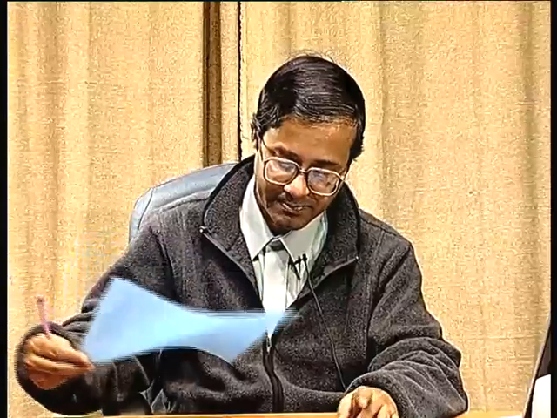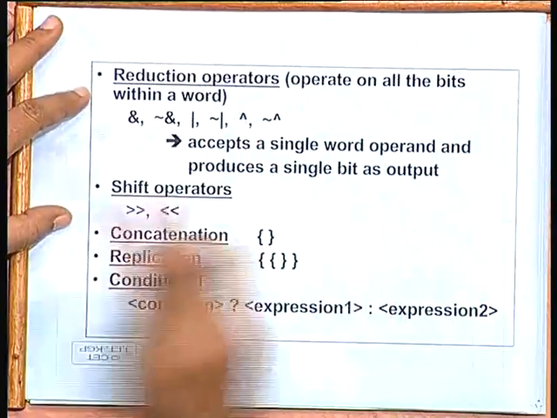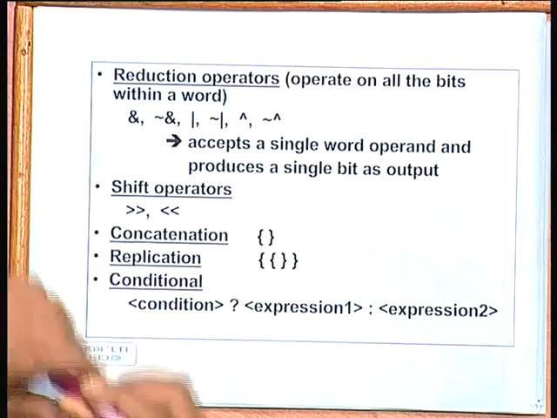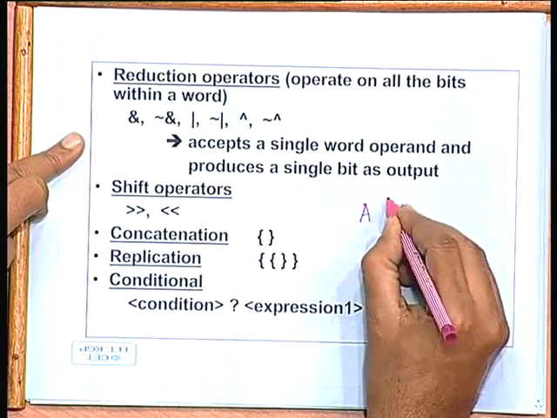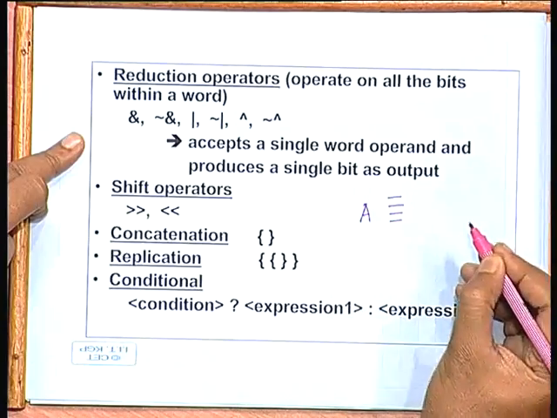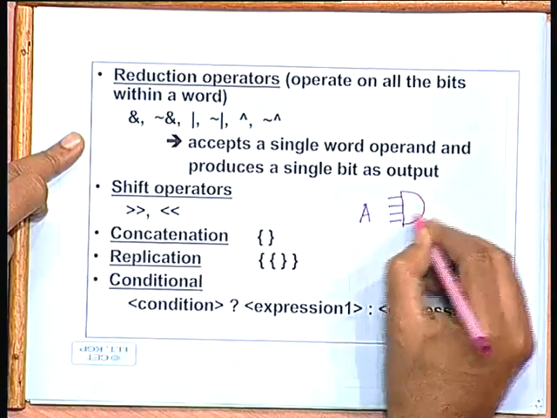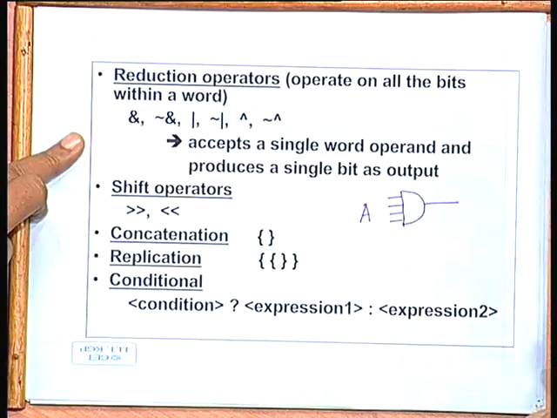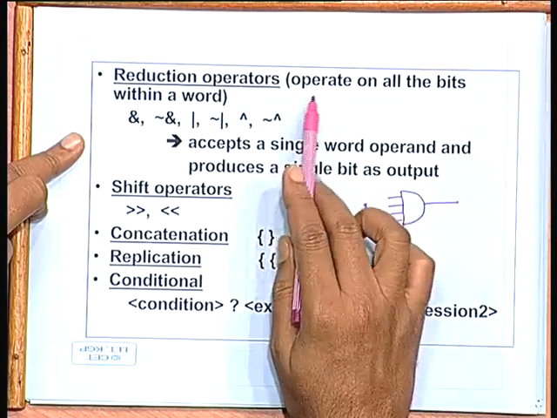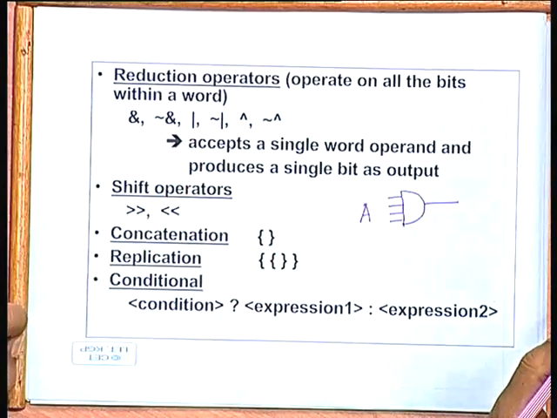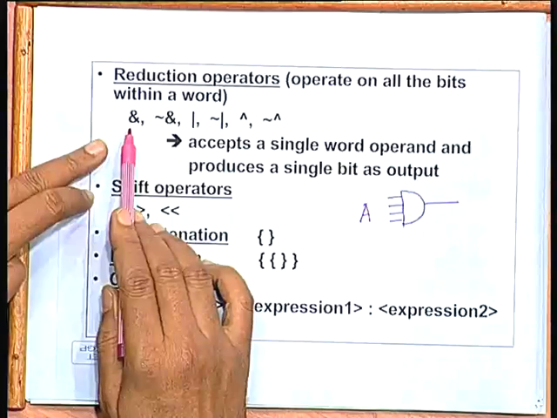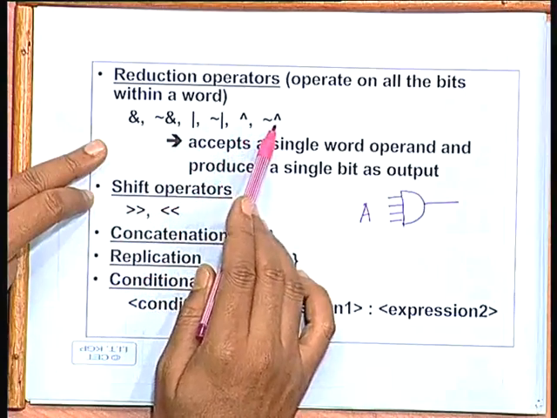Bitwise operators are also there in C, similar, but what is new out here is something called reduction operators. Reduction operator is something like this. Suppose you have a number A which is a 4-bit number, and I want to do an ANDing of all these 4 bits to generate a single bit. This is called reduction. This operates on all the bits of the word and generates a single bit result. So, it can be AND, NAND, OR, NOR, XOR, XNOR, anything.